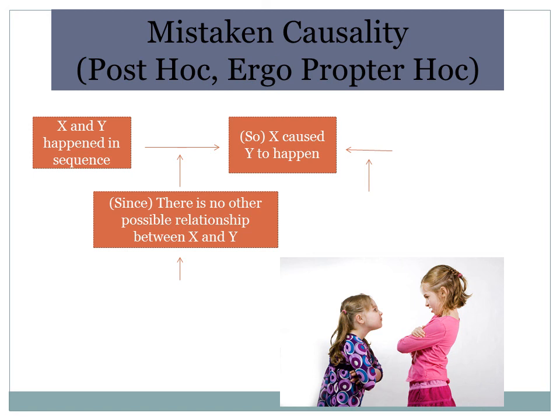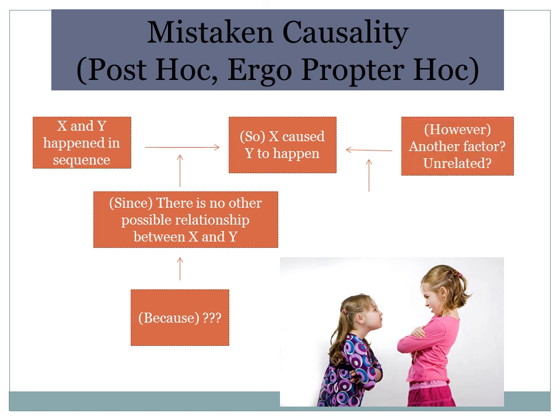The warrant there is that there's no other possible relationship between X and Y, which is difficult to prove. You should question things and say, is there another factor that could have caused that to happen? Might they be unrelated? Most superstitions are the result of mistaken causality. If I break a mirror and then something awful happens to me, and I say, oh, that happened because I broke the mirror, I'm committing the logical fallacy of mistaken causality.